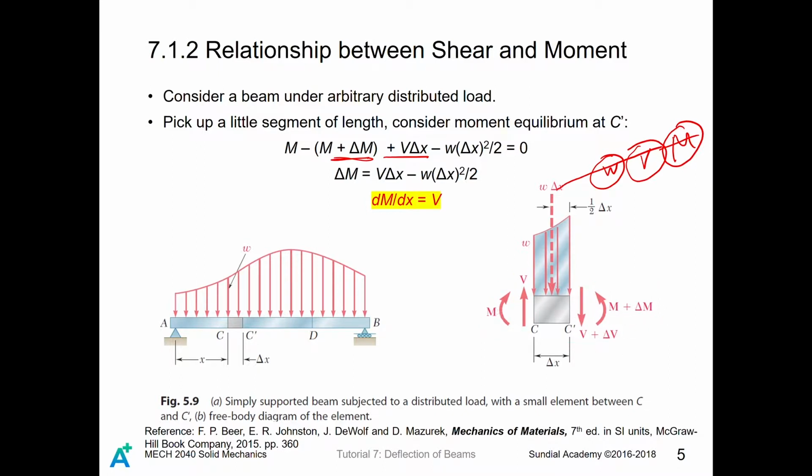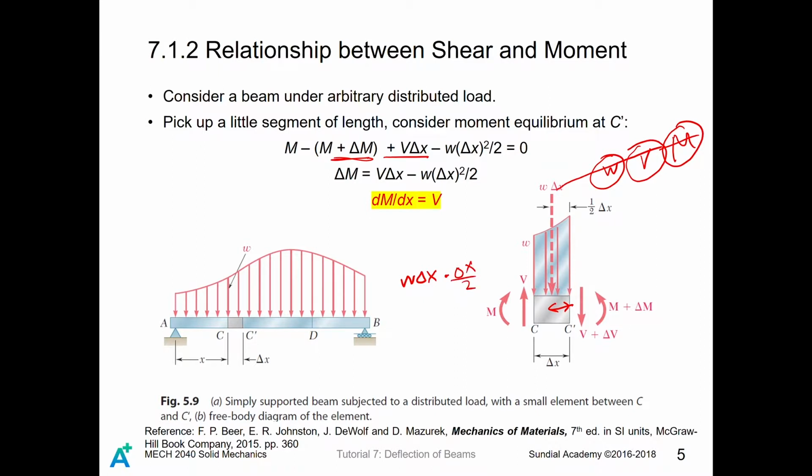Finally, we count the moment generated by the distributed load. For the distributed load, we know that the total load is given by W delta X. If we take the average again, its equivalent position is located in the middle of this differential element. So the moment generated is given by the load W delta X times the distance of this equivalent load, which is 1/2 delta X from C prime.